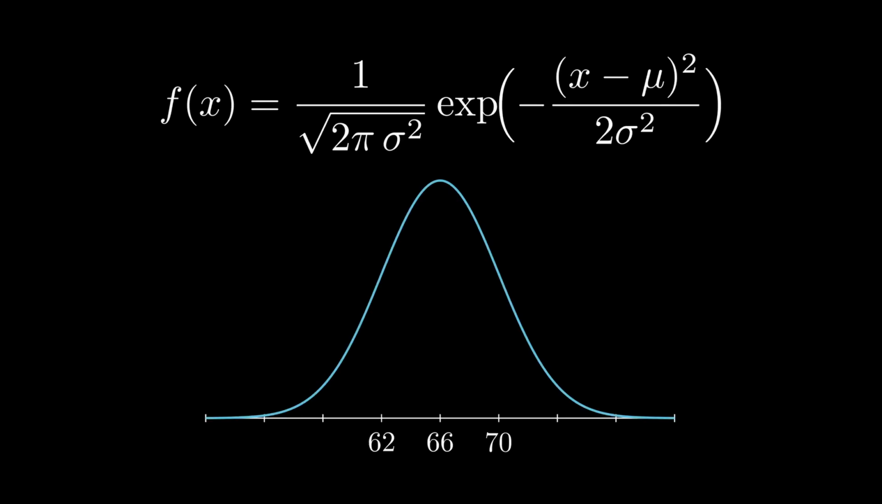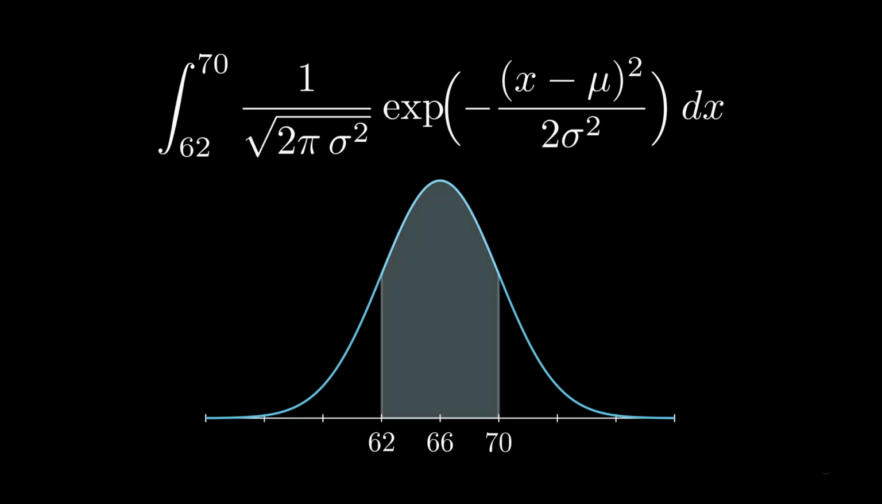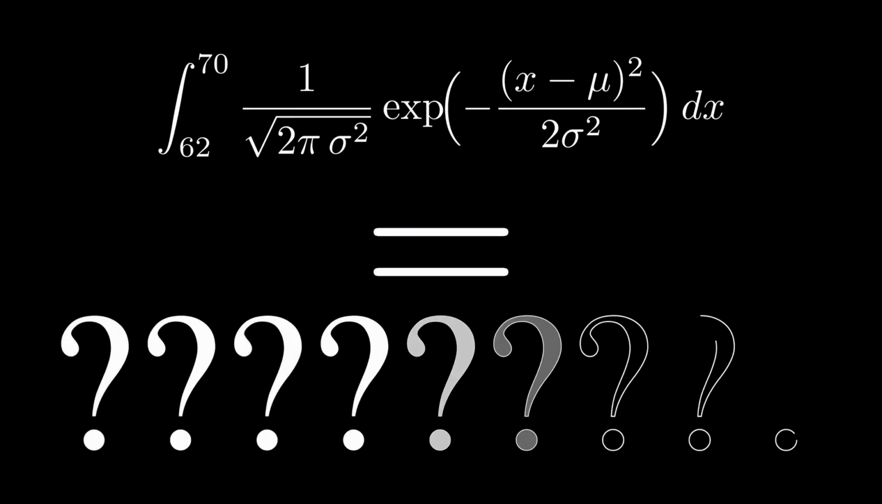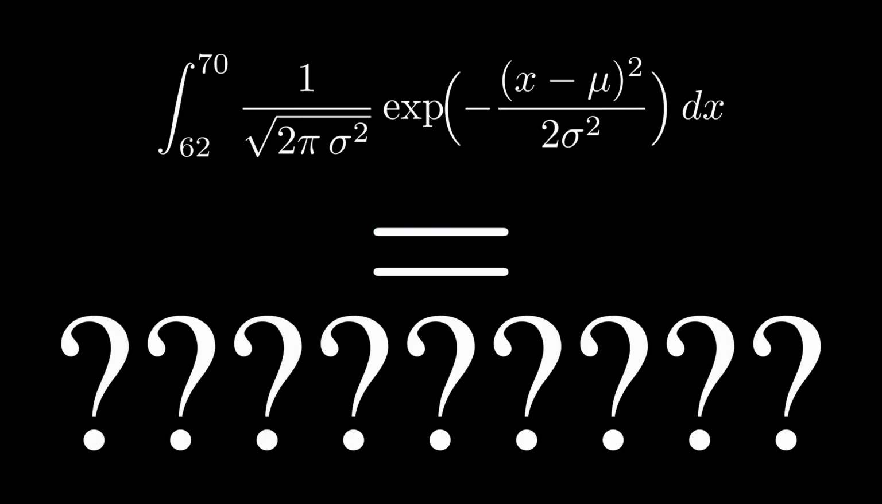The math behind this is actually quite complicated. The normal distribution is described by this complicated probability density function. And to find the probability of being between 62 and 70, we integrate that function, or find the area under the curve of it, from 62 to 70. And if you know any calculus, you know that this is very, very difficult to do. And I definitely didn't learn any tricks in calculus class that could help me with this one. But the answer is 68%.